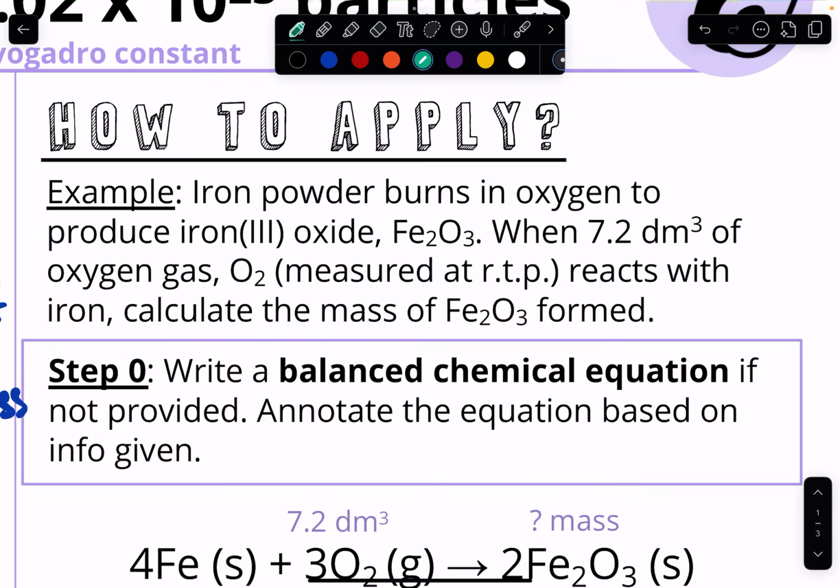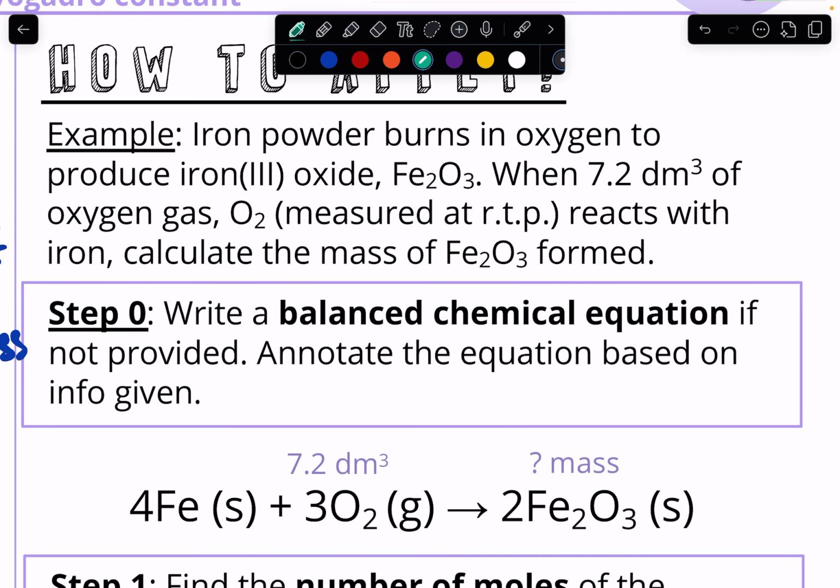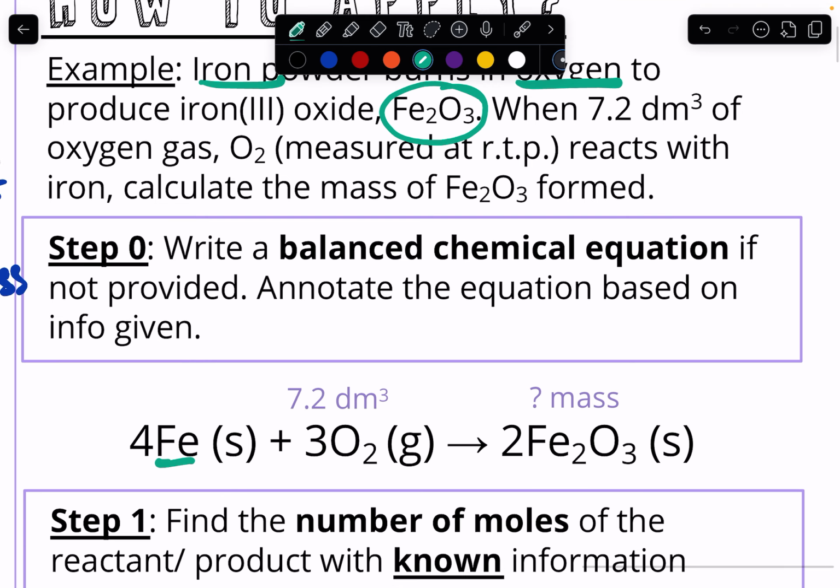Now let's look at how we apply mole calculation questions. So for example, iron powder will burn in oxygen to produce iron(III) oxide, Fe2O3. When 7.2 dm cube of oxygen gas reacts with iron, let's calculate the mass of Fe2O3 formed. Notice there's no equation given, so that's step 0. If there's no equation given, you are supposed to write a balanced chemical equation. So let's annotate the question together. First, I have iron and I have oxygen, and this is the product. So first write down the formula for iron, oxygen, and the product.